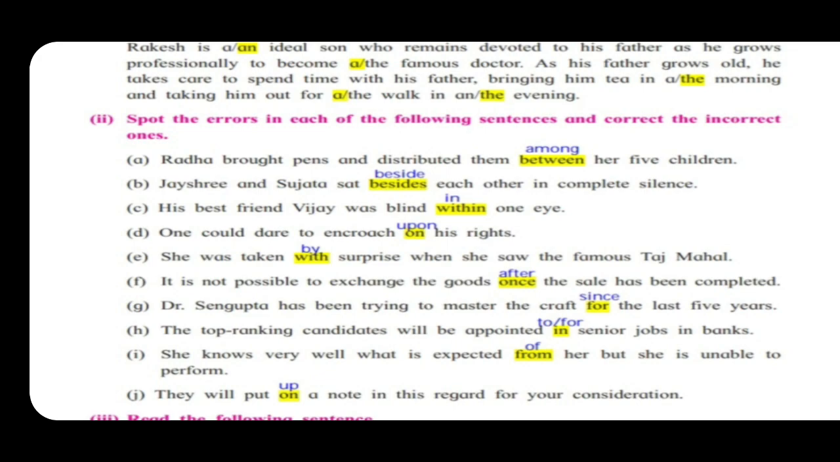The top ranking candidates will be appointed in senior jobs in bank. So, the error is in. The top ranking candidates will be appointed to senior jobs, or you can say for senior jobs in banks. She knows very well what is expected from her, but she is unable to perform. So, the error is from. You will write, she knows very well what is expected of her, but she is unable to perform. They will put on a note in this regard for your consideration. So, on is incorrect. They will put up a note in this regard for your consideration.